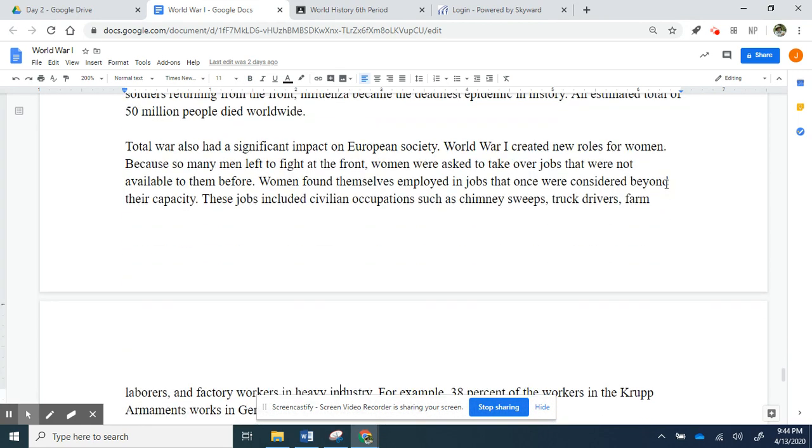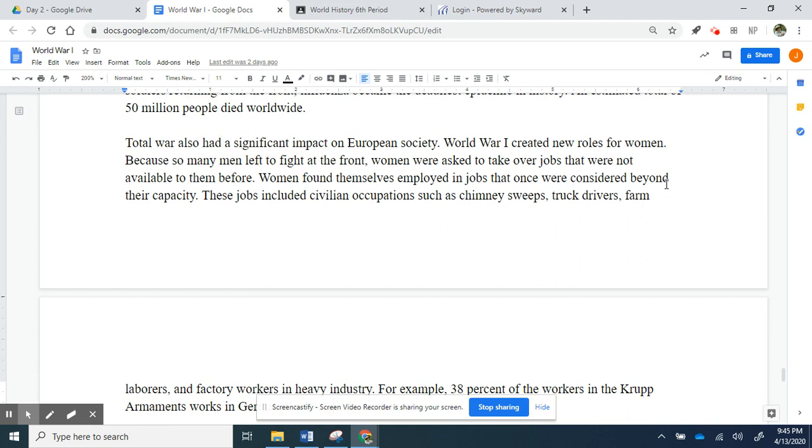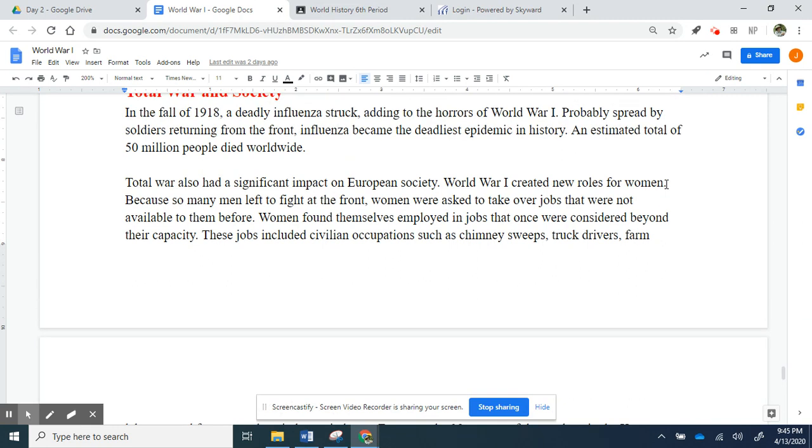Total war and society. In the fall of 1918, a deadly influenza struck, adding to the horrors of World War I. Probably spread by soldiers returning from the front, influenza became the deadliest epidemic in the war. An estimated total of 50 million people died worldwide. Total war also had a significant impact on European society.